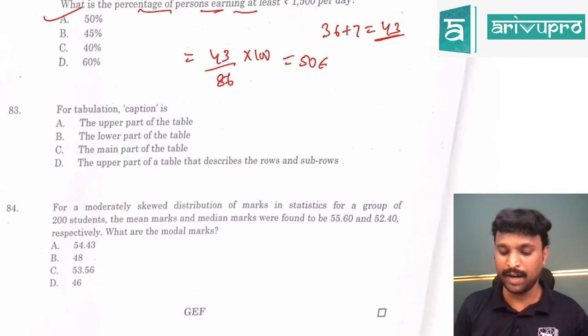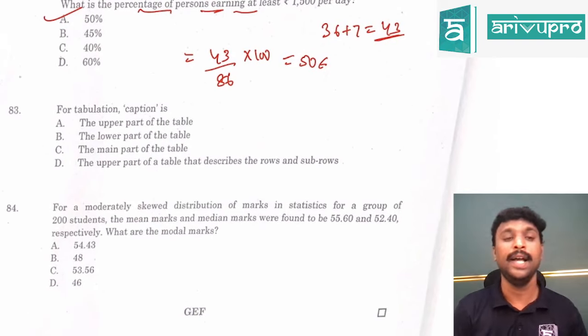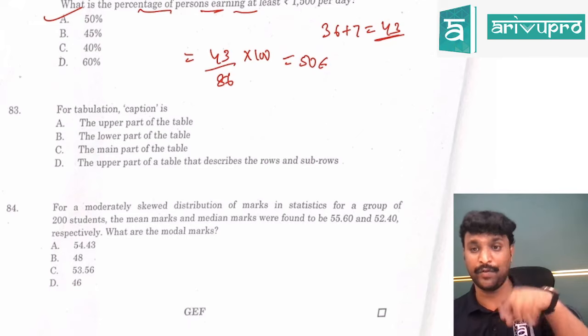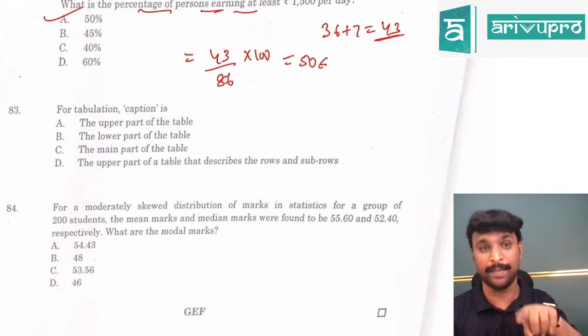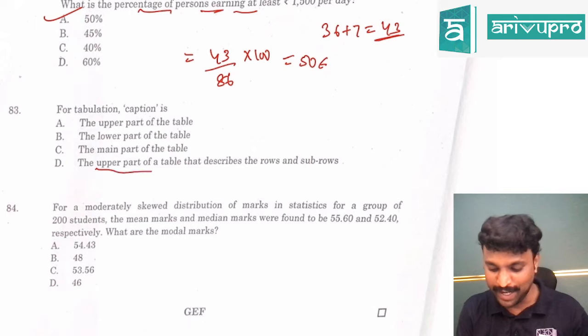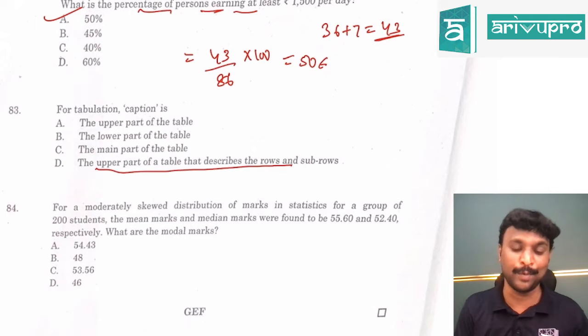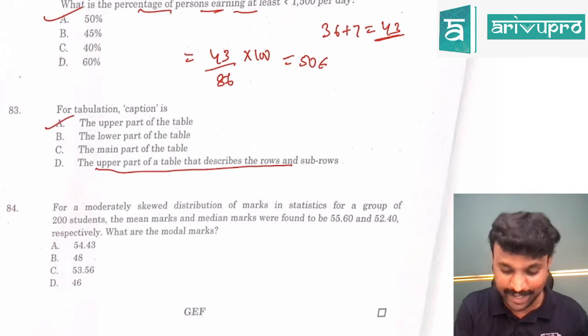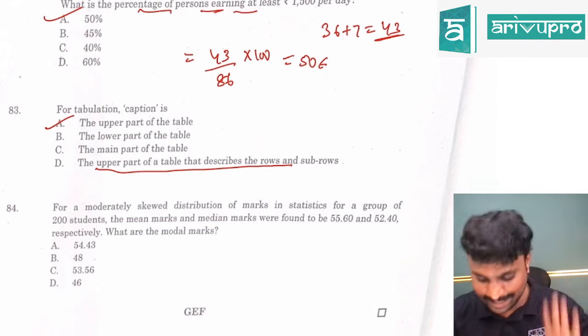In the tabulation, what is the caption? Guys, caption is the upper part of the tabulation which describes columns and subcolumns, but they have given option D which describes rows and sub rows. This is not the right answer. So definitely upper part of the table only, that is the answer.